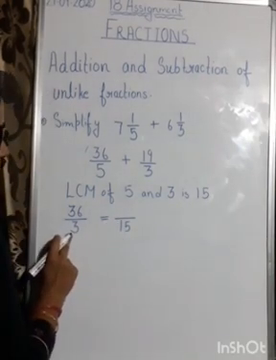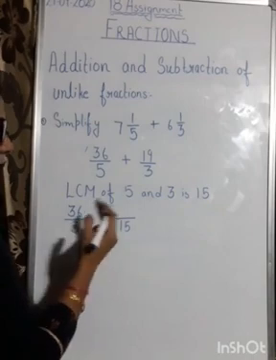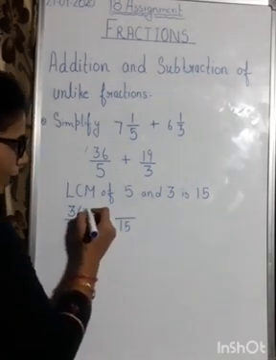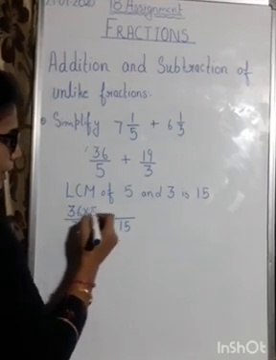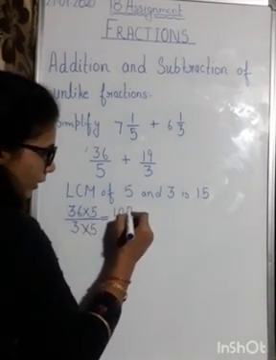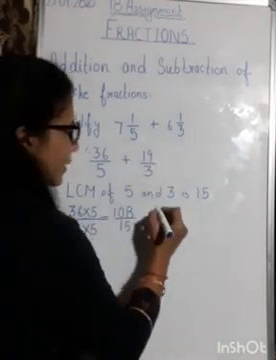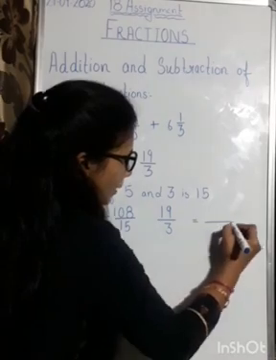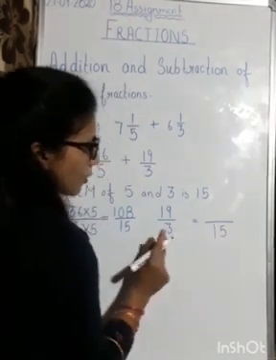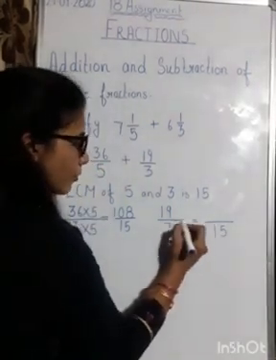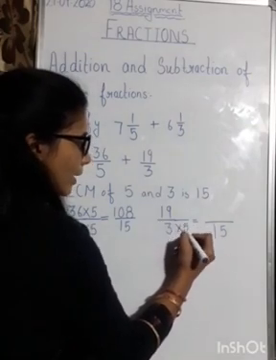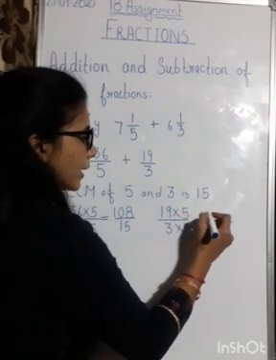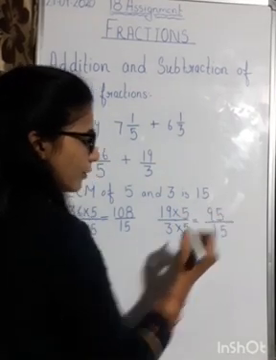Now with which number you multiply 5 to get 15? 5 threes are 15. So if you are multiplying the denominator with 3, you have to multiply the numerator also with 3, and 36 into 3 will be 108. Clear? Now take the second fraction, that is 19 by 3, and here also you have to make the denominator equals to 15. Now with which number you multiply 3 to get 15? By 5. So if you are multiplying the denominator with 5, you have to multiply the numerator with 5, and 19 fives are 95. Clear?